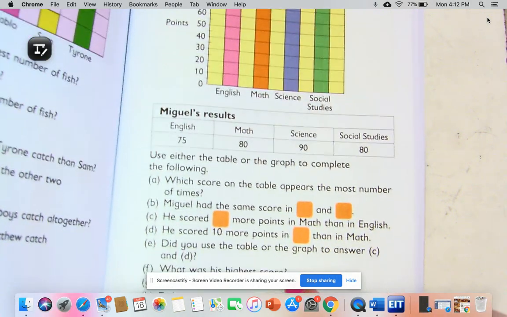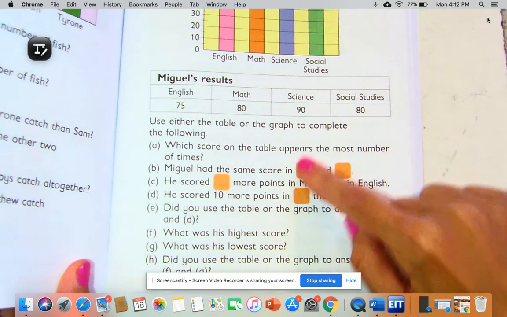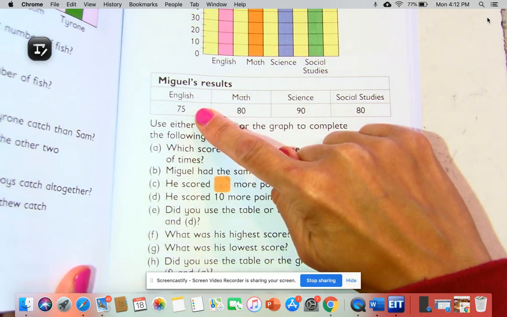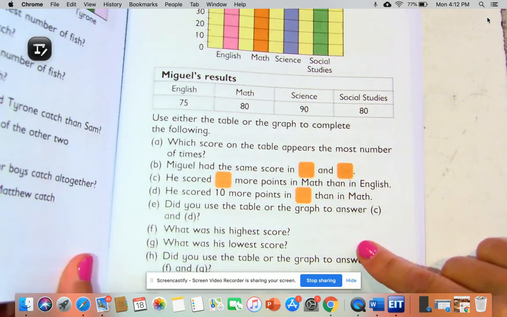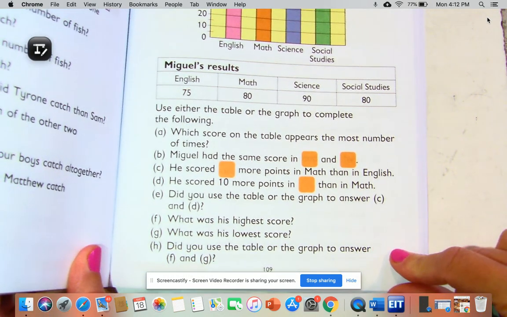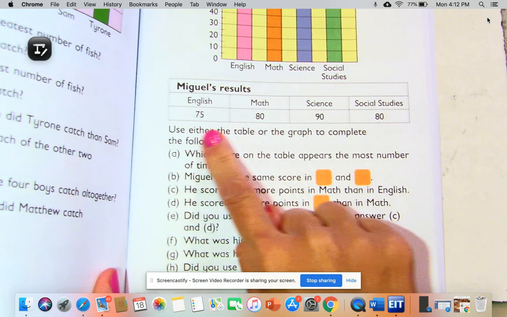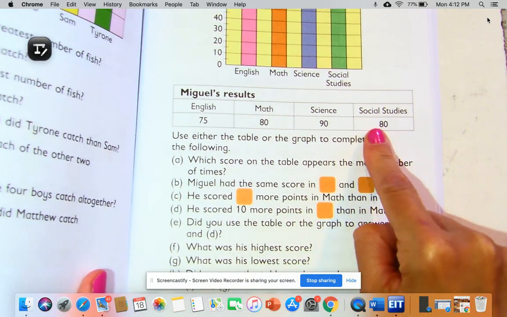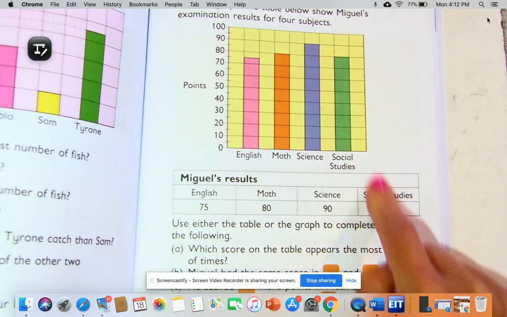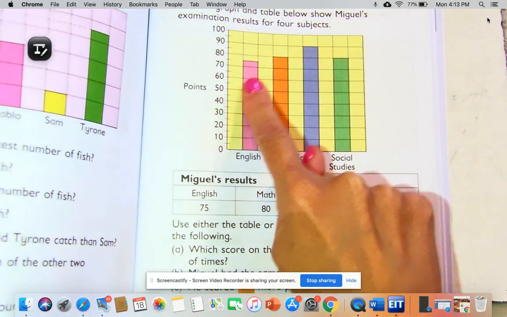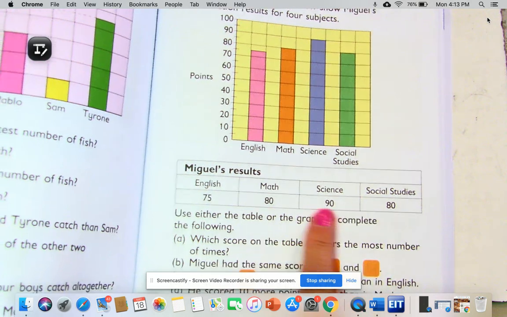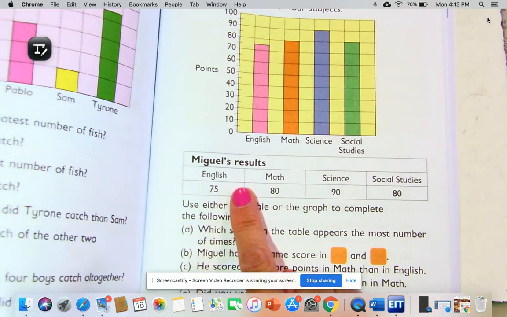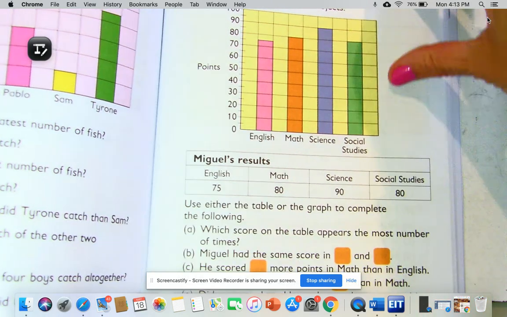What was his highest score? His highest score was 90. I'm going to look at the table there for this one. And his lowest score was 75 in English. And did you use the table or the graph to answer F and G? Well, I used the table. So I thought, oh, I can see very clearly right there. But it kind of helped me when I was comparing how he did in different subjects to look at the graph. So sometimes it helps us to look at the graph, and sometimes it's better, or it makes more sense to us to look at the table. No right answers here, just different strategies to help us.